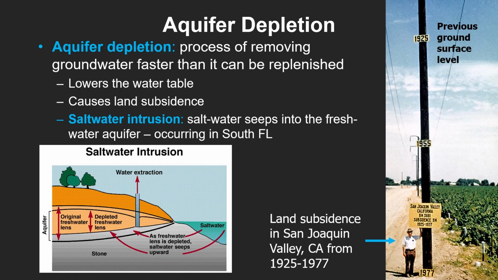When groundwater is pumped faster than it can be naturally replenished, aquifer depletion occurs. This lowers the water table and can lead to serious consequences, including land subsidence, which is where the ground surface actually sinks. In coastal regions, overpumping can also draw seawater inland, causing saltwater intrusion that contaminates freshwater supplies.